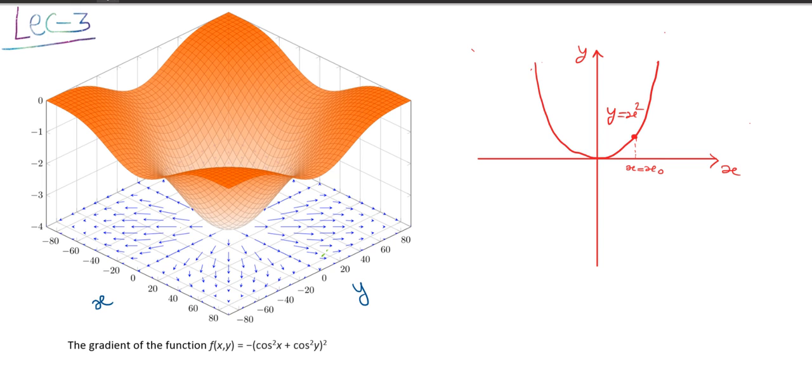Hi, so today we will talk about gradient. This is our lecture 3 in the series of electromagnetic theory. We have discussed vector calculus in the last two lectures. Now let's move to the topic called gradient.